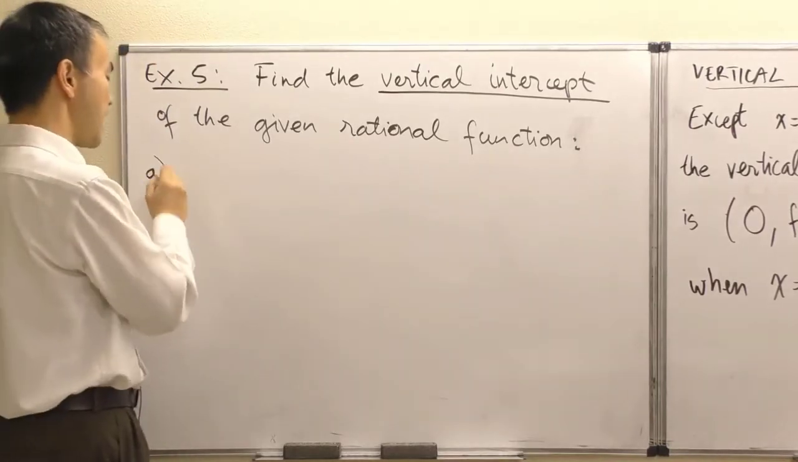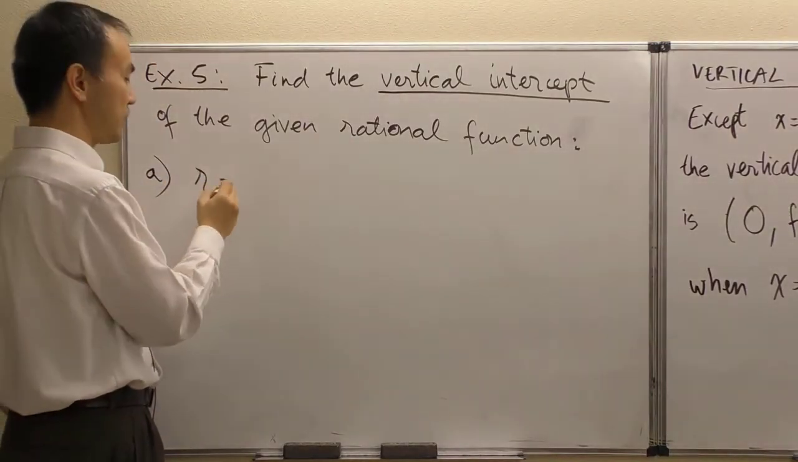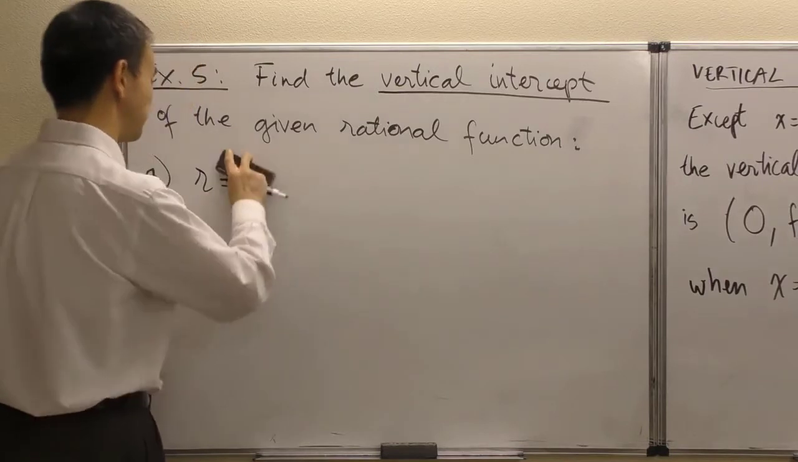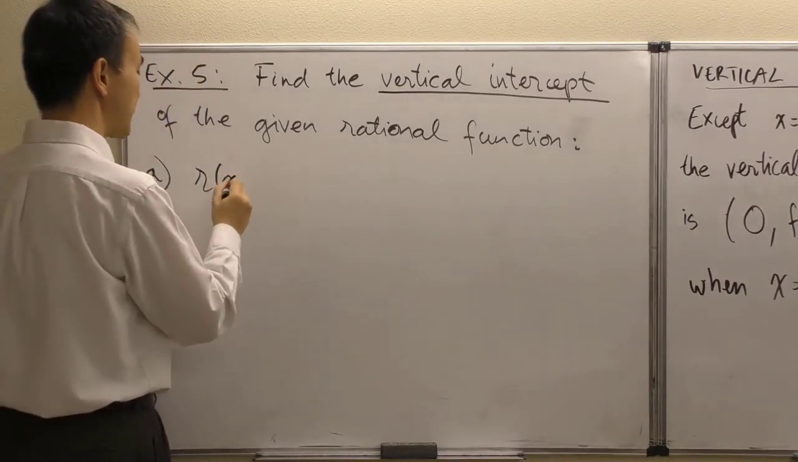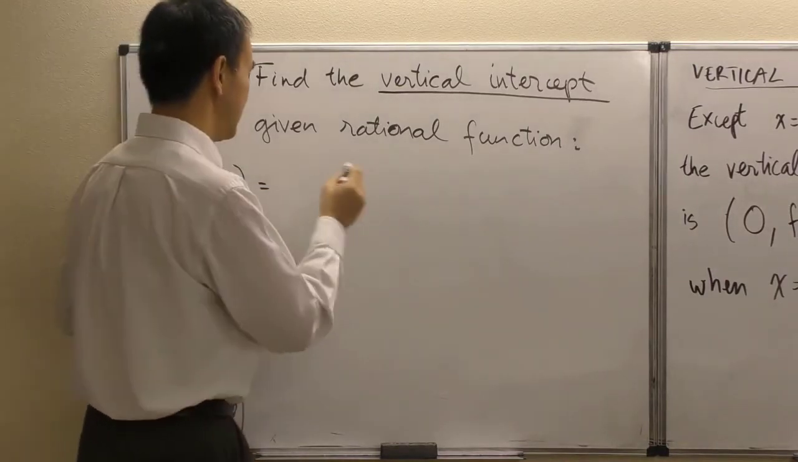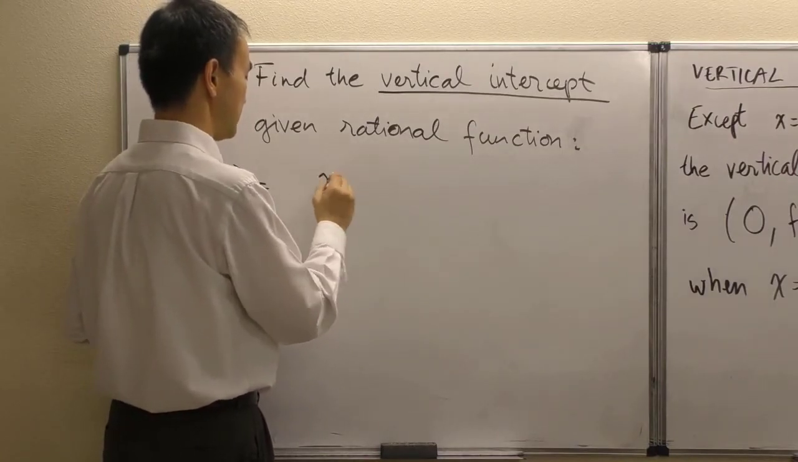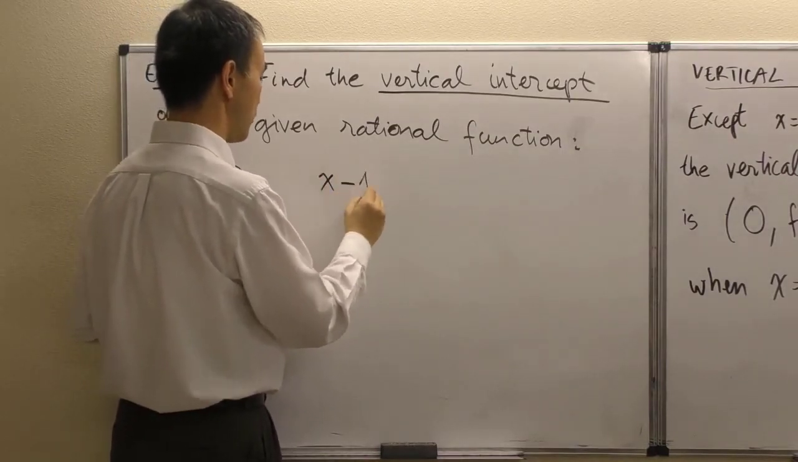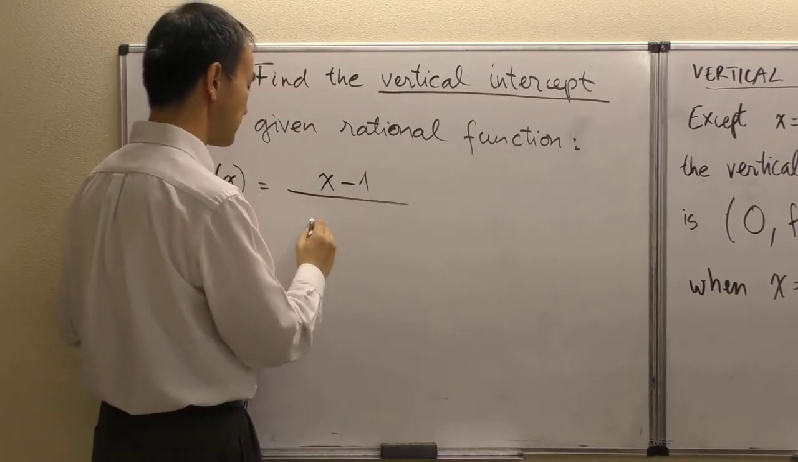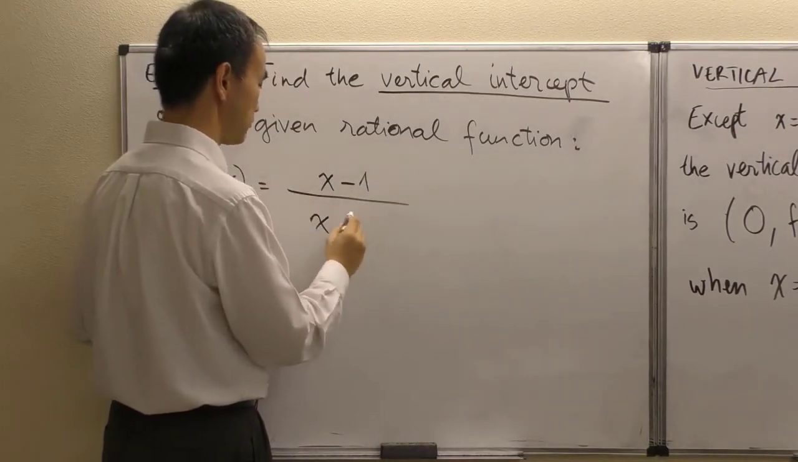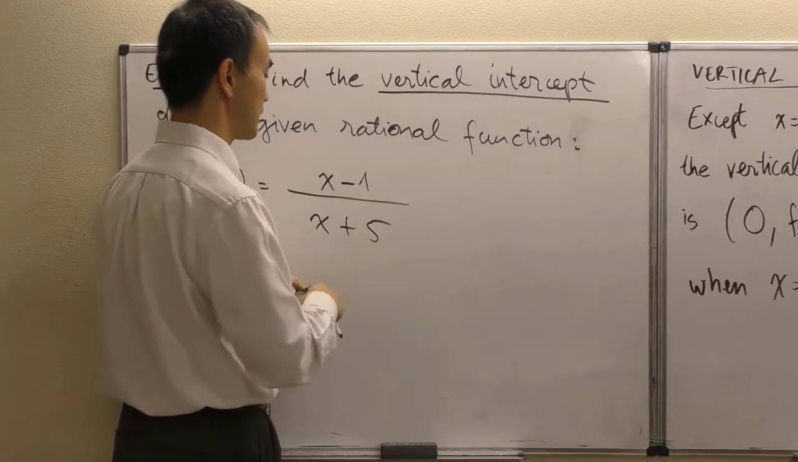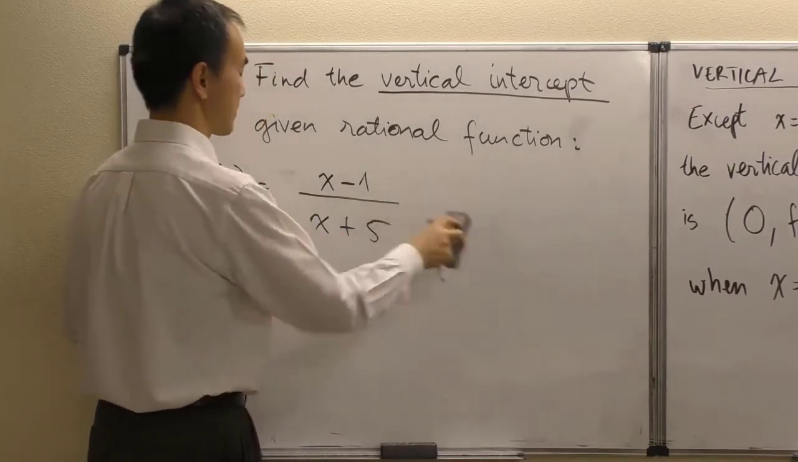So how about part A right here? Our rational function is given to be r of x equals x minus 1 divided by x plus 5. One simple one, nice and short.